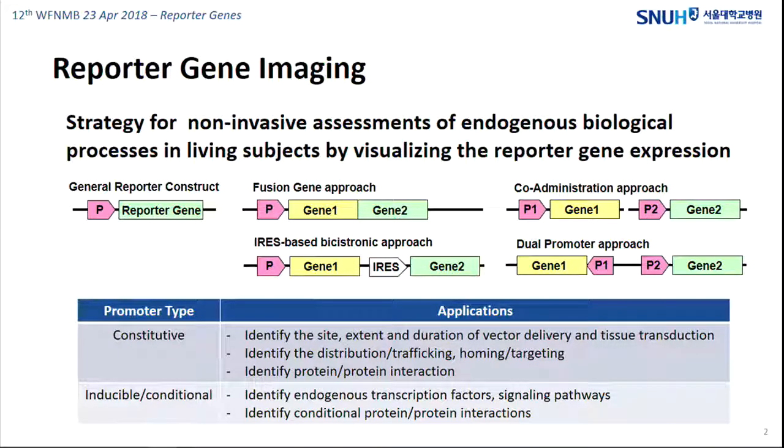If you want to make a dual reporter, or one therapeutic gene and the reporter, then you can use a fusion gene approach or the bicistronic approach. Anyway, in this case, you have to use the promoter. Generally, people use 2 types of promoter. One is the constitutive promoter, and the other is inducible or conditional.